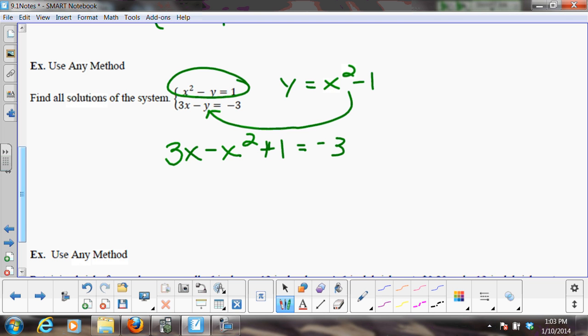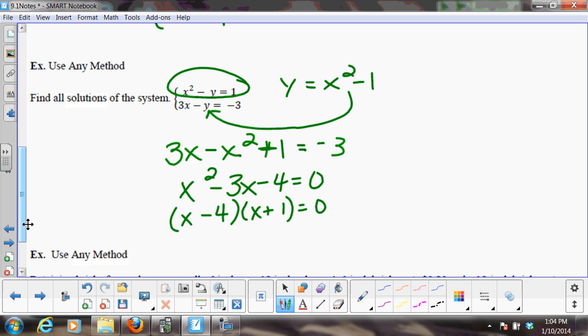Minus 3. So I'm going to rearrange that so that it looks better. And this can factor. So x is 4 and -1. So if I plug 4 in, 4 squared minus 1 is 15. So 4, 15 is 1 point. And if I plug -1 in, -1 squared minus 1 is 0.